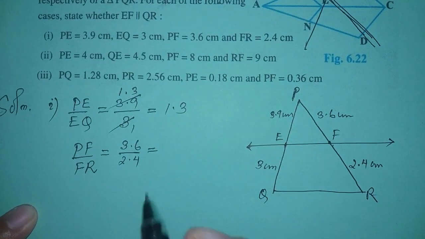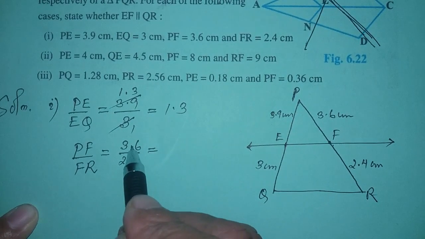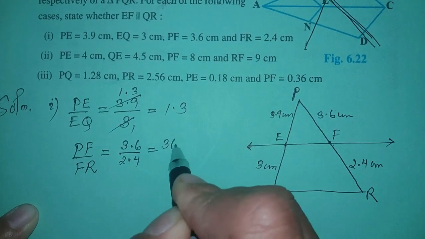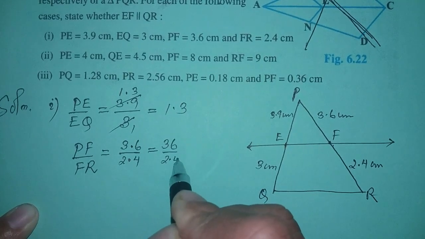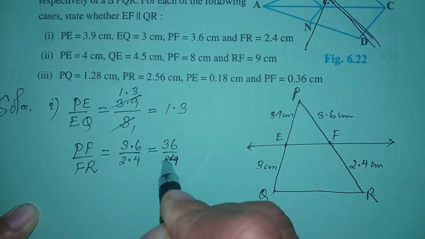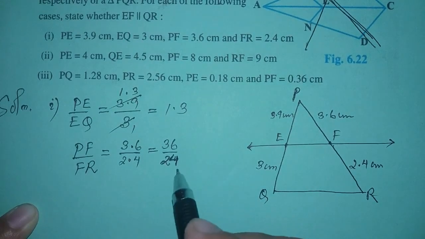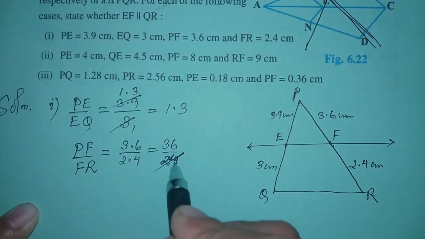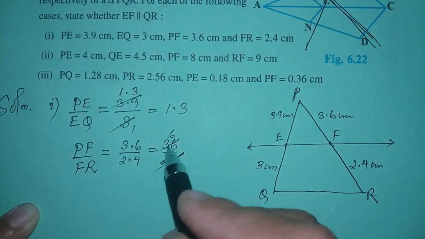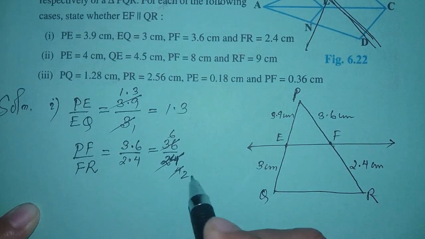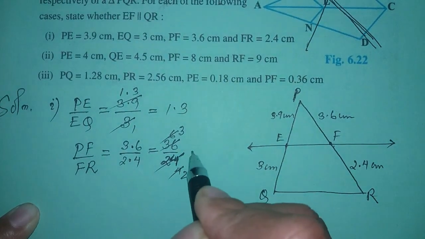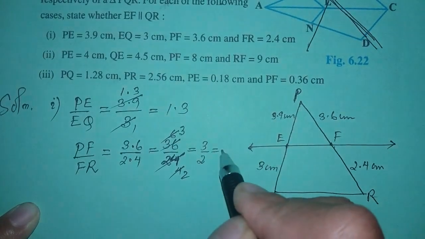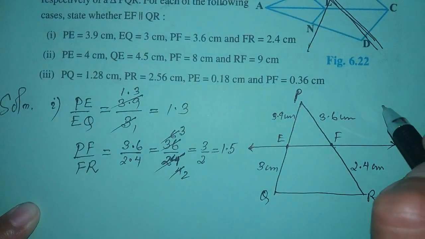Now there is an equal number of digits after the decimal point. Here we have 1 digit, here we have 1 digit, so we can remove the point. 36 by 24. Now we will cut this by 6. 6 fours are 24, 6 sixes are 36. Now you can cut by 2. 2 twos are 4, 2 threes are 6. Now this is 3 by 2, which is equal to 1.5.